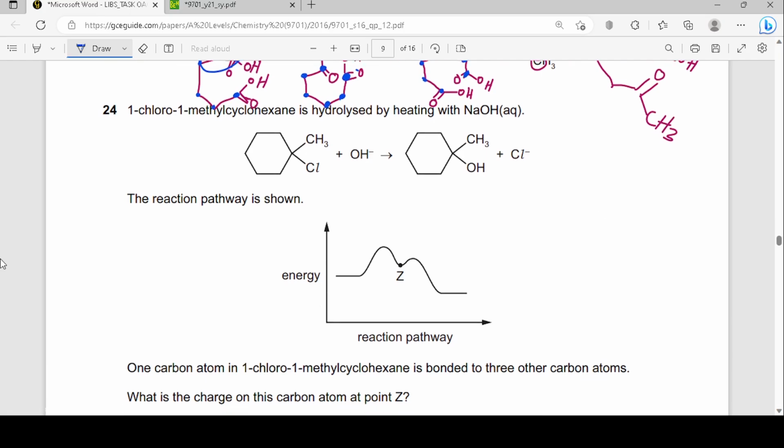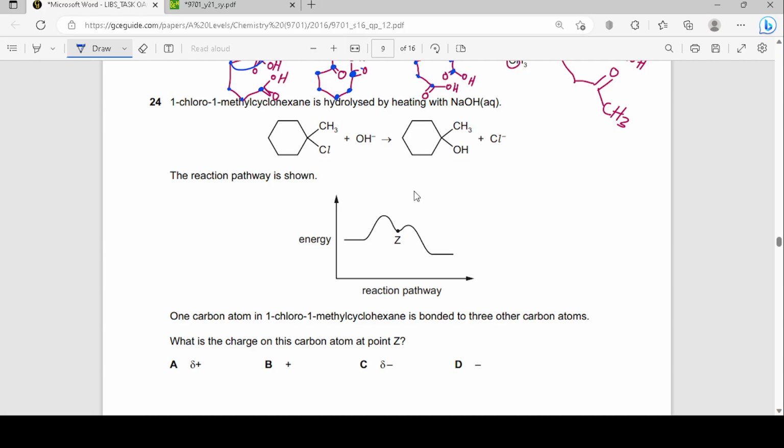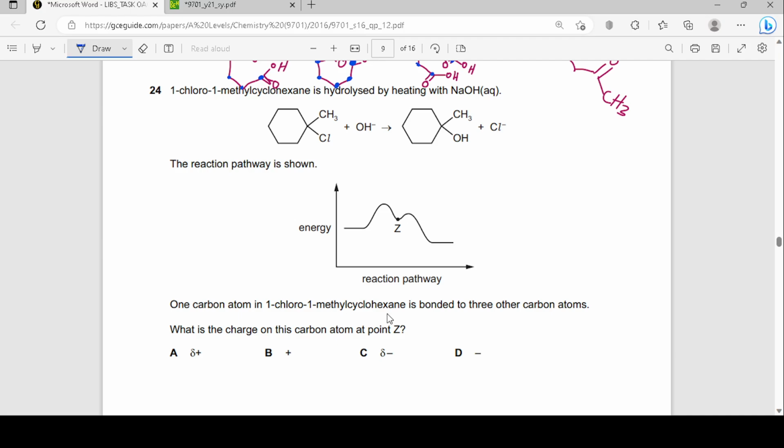And then next question, 24. 1-chloro-1-methylcyclohexane is hydrolyzed by heating with NaOH aqueous. The reaction pathway is shown. One carbon atom in 1-chloro-1-methylcyclohexane is bonded to three other carbon atoms. What is the charge on this carbon atom at point C? Okay, point C. So if I look at this carbon here, which the chlorine is attached to, this carbon is attached to three other carbon atoms. So basically, this is a tertiary haloalkane, right? The carbon that the Cl is attached to is attached to three others.